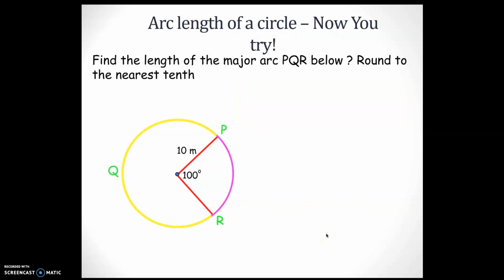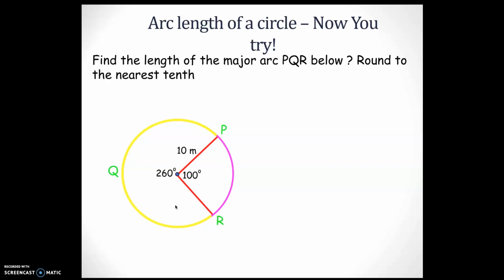So here's one for you to try. You can pause the video if you like. Here's your measurements that you're given. Notice that we're looking for the length of the major arc, PQR, so the yellow arc here, but you're given the 100. So think about that before you solve this. And I'll go ahead and set this up for you. So 360 minus 100 is going to be 260 for this portion that we're looking for. So that's the measure of the angle. It's the measure of the yellow arc.